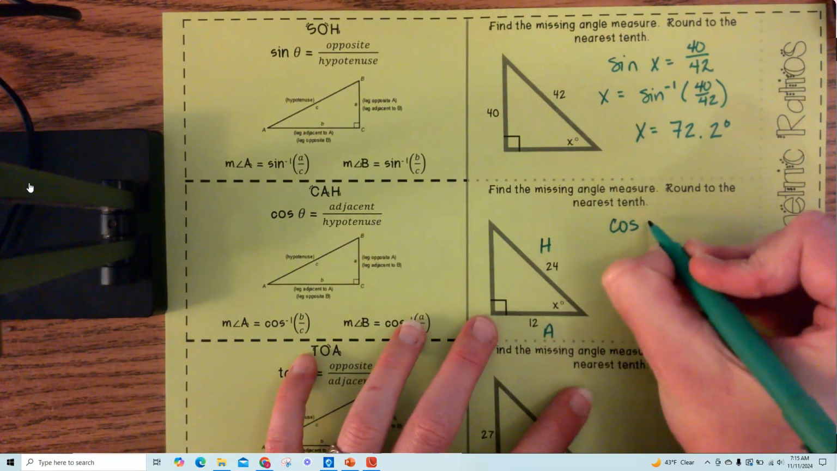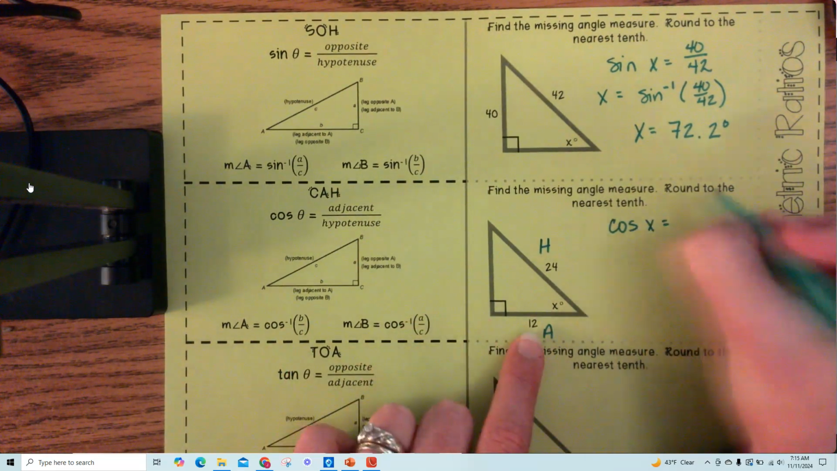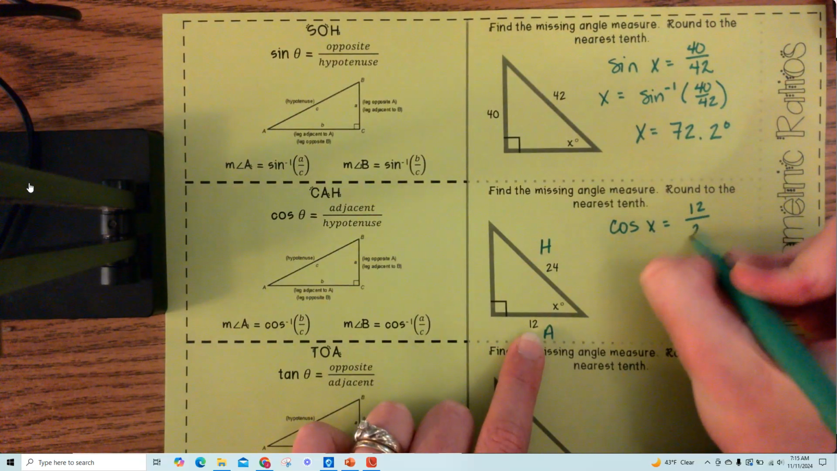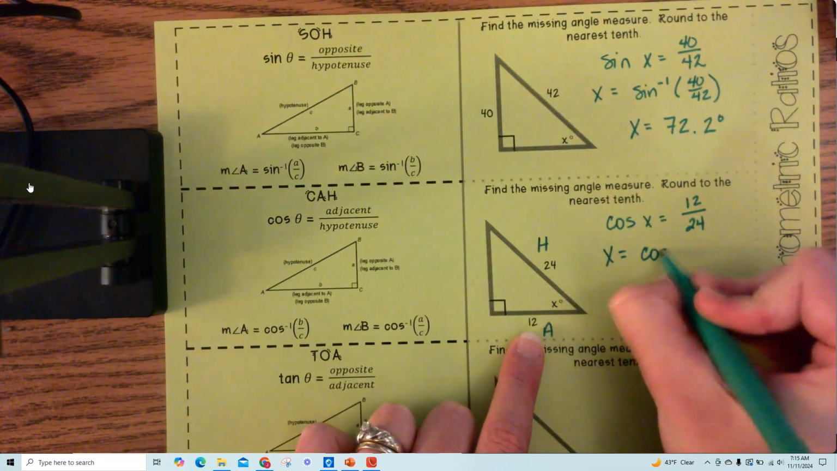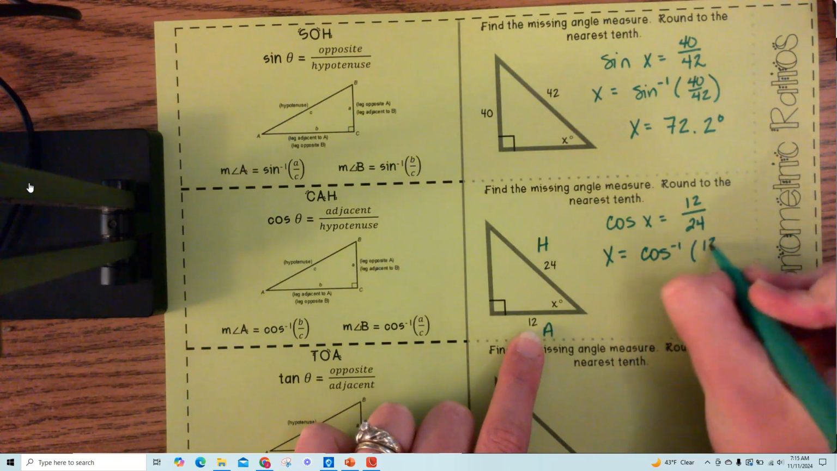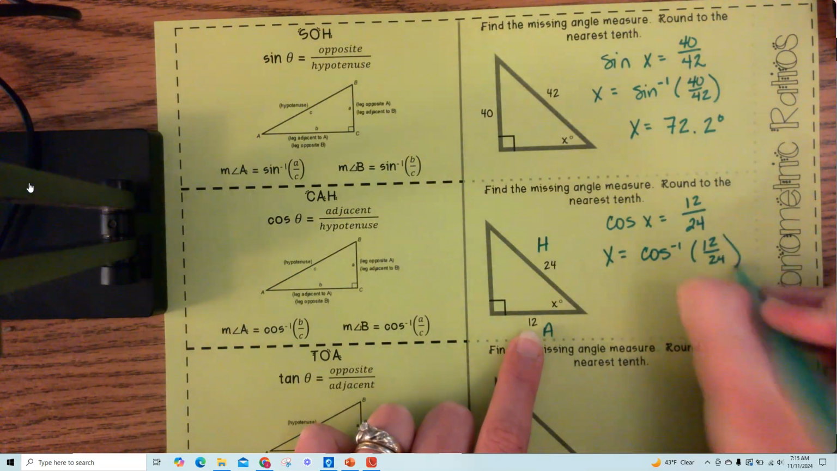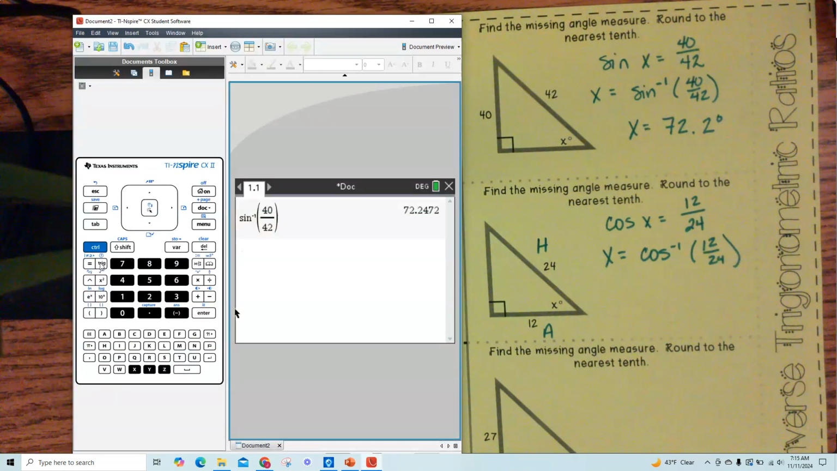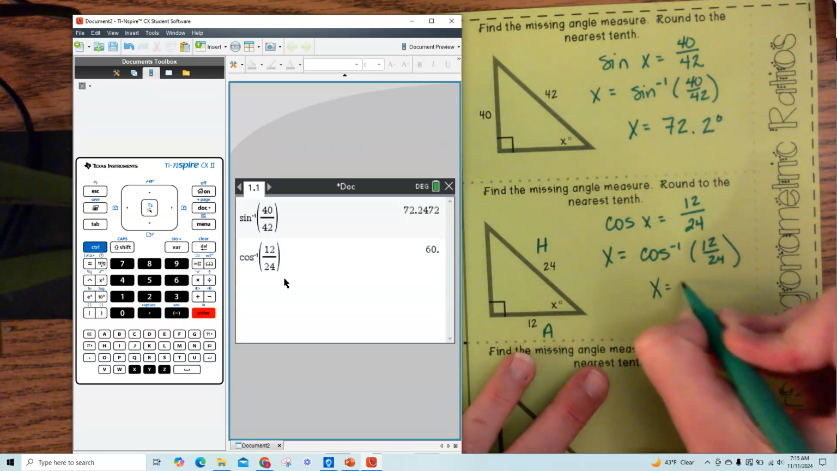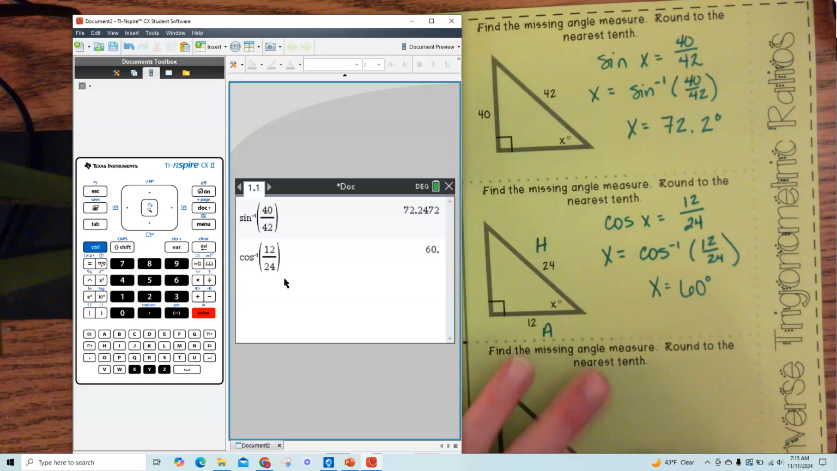So cosine of x is going to be the adjacent over the hypotenuse, and then to find the measure of angle x, we're going to do the inverse of cosine and then that same ratio. Back to my trig functions: inverse of cosine, 12 over 24, and we get x is going to be a 60-degree angle.